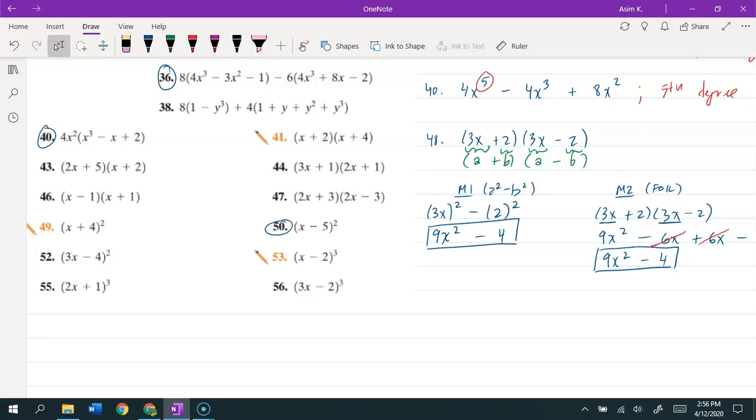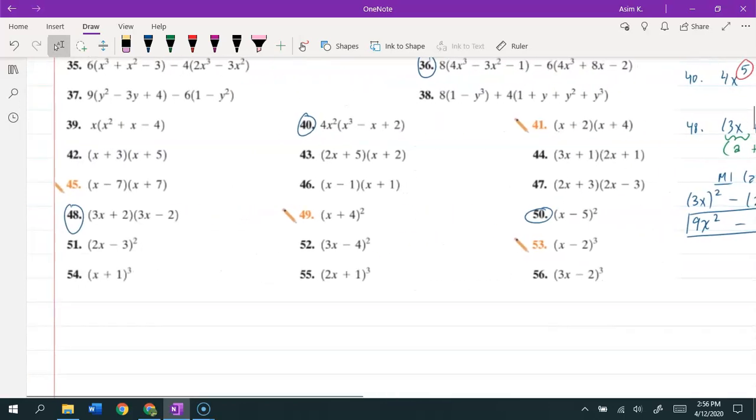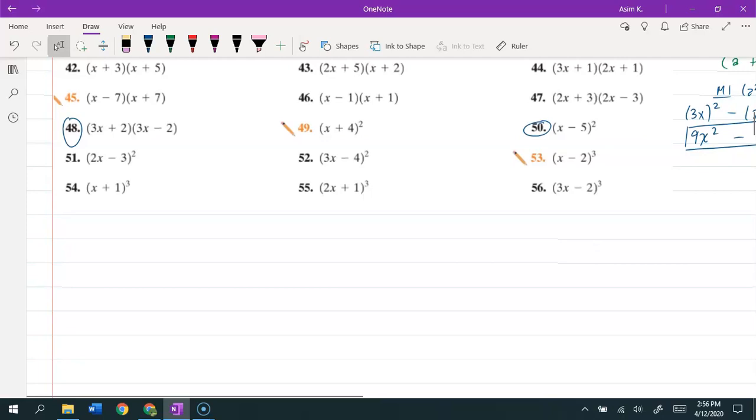Number 50 is going to be teaching us another formula that you need to know quite well. And so let's take a look at number 50. Number 50 says x minus 5 to the power of 2. Now let's go over misconceptions that your class has made in the past. Back then it was okay to let it go. But now it becomes a pretty serious matter if you're making these mistakes.